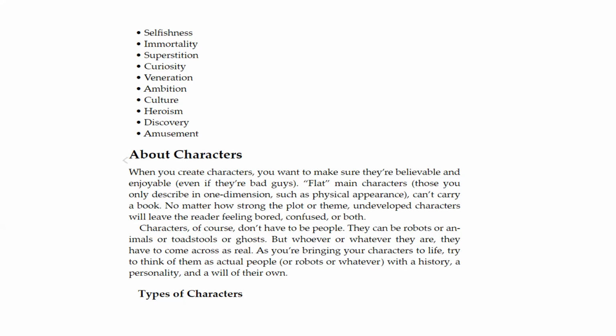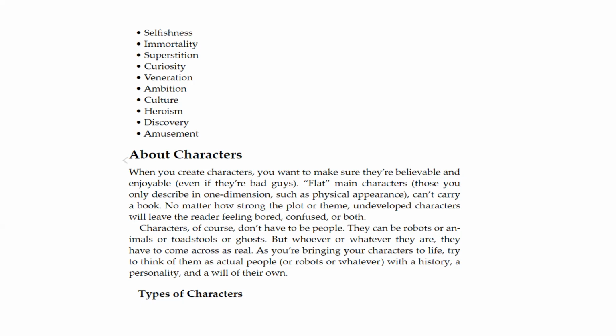And there's culture. Everybody has a different culture, so you can see the differences there. Heroism. Different people think different ways on what it means to be a hero. Then there's discovery, if you know about that. Discovering a cure with medicine. And then amusement, what some people find amusing or fun, other people do not. Okay, and vice versa.